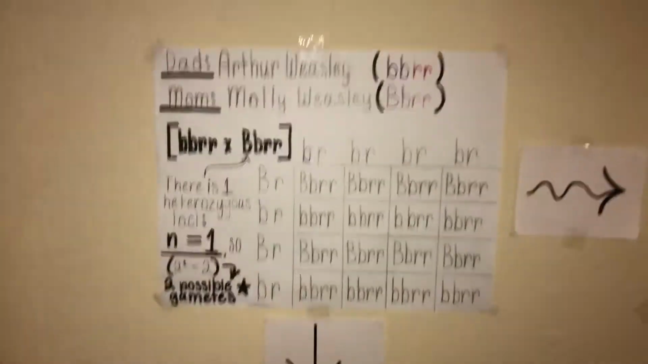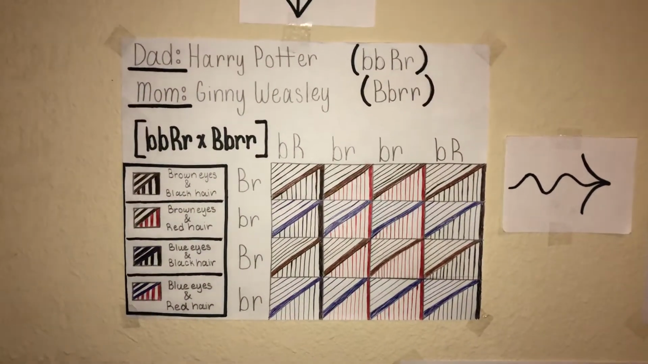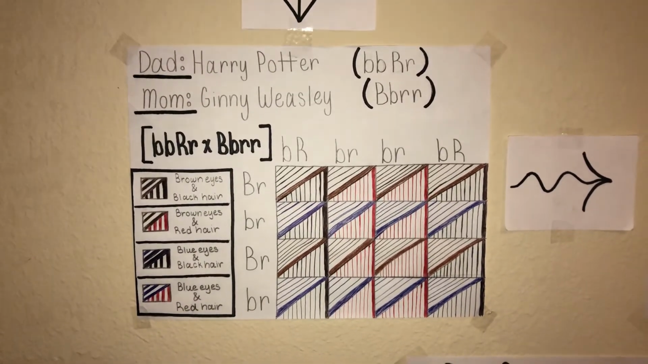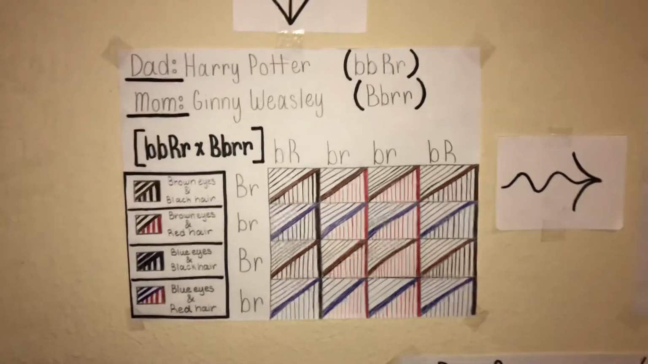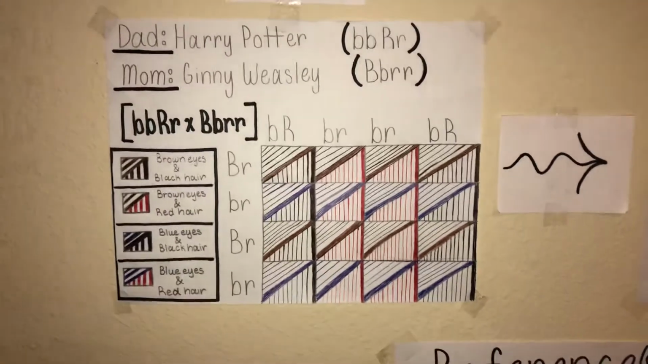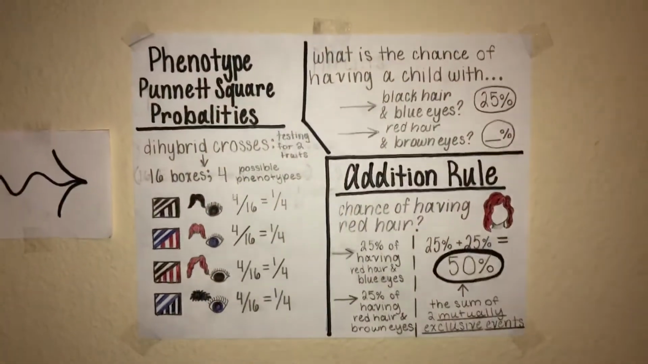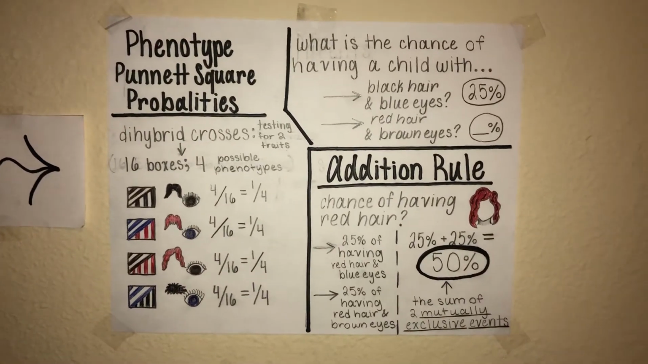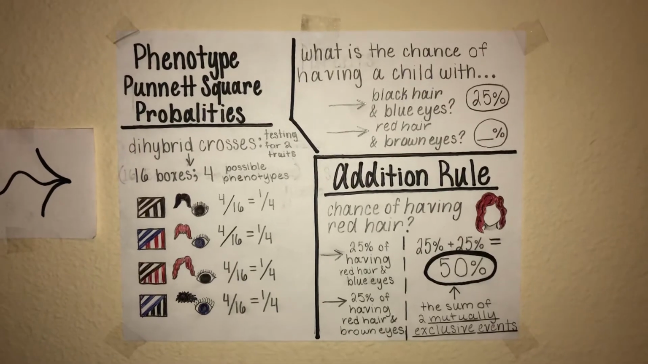To continue forward, we can look at the Punnett square between Harry Potter and Ginny Weasley. This one has two heterozygous loci and therefore 4 possible phenotypes. This Punnett square specifically shows the resulting phenotypes instead of genotypes. If we wanted to know the chance of any individual showing a specific trait, we can use the addition rule. We see that the chance of having red hair, regardless of eye color, is going to be 50%.